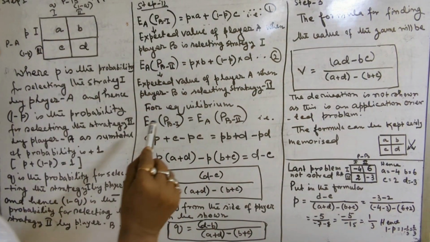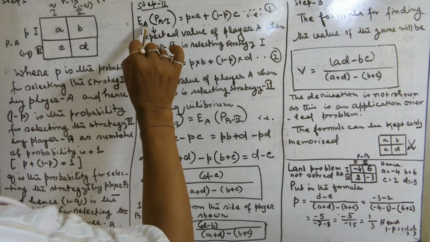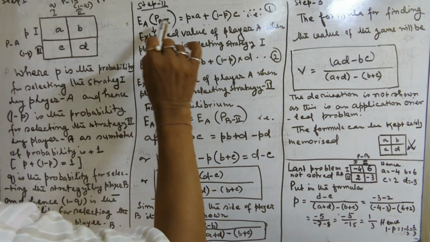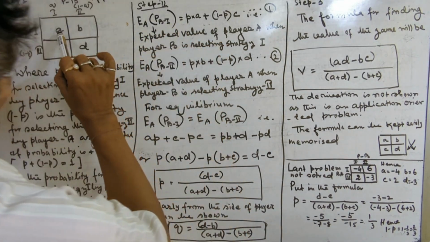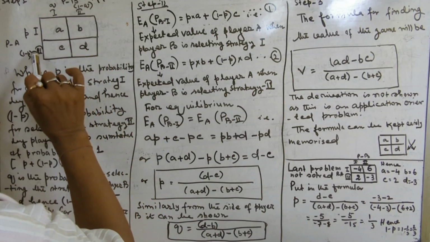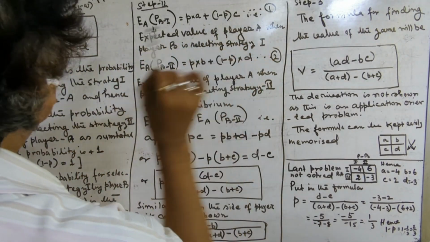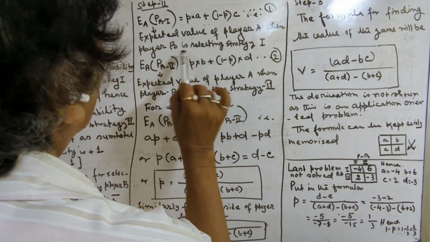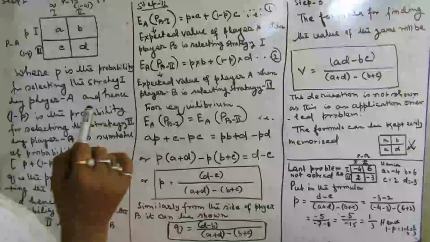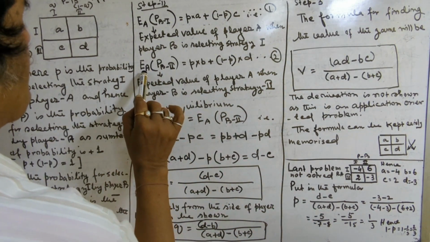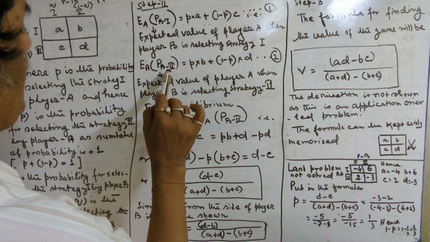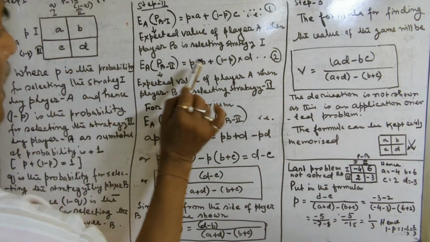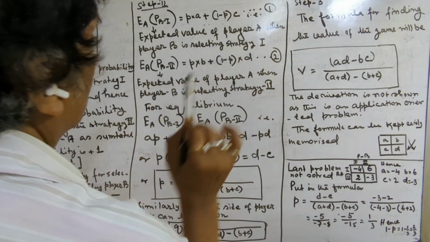Now, the expected value of player A when player B is taking strategy 1 is equal to a into p plus 1 minus p into c. That is the expected value of player A when player B is selecting strategy 1. In this way you can also find the expected value of A when player B is taking strategy 2, which will be b into p plus 1 minus p into d.